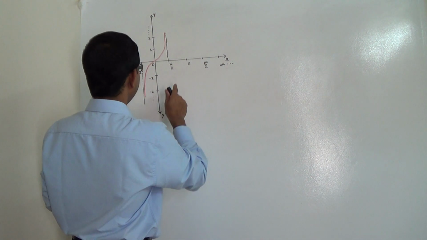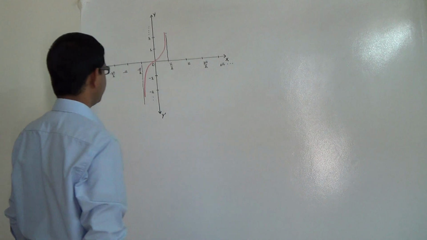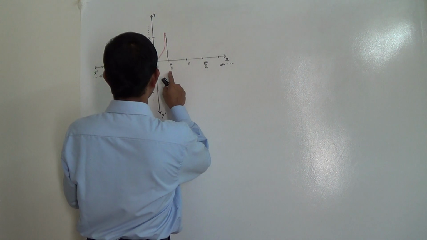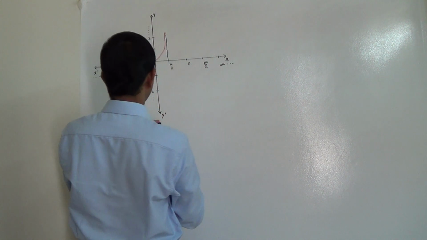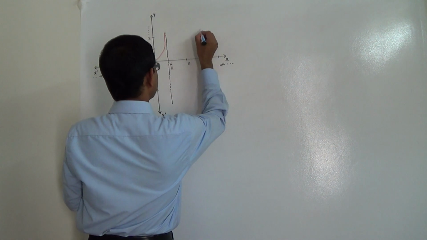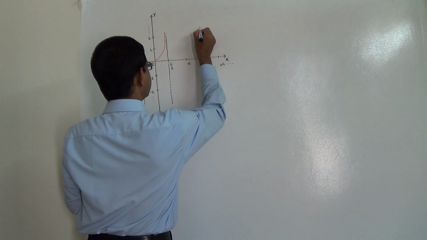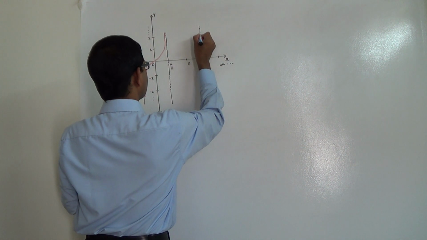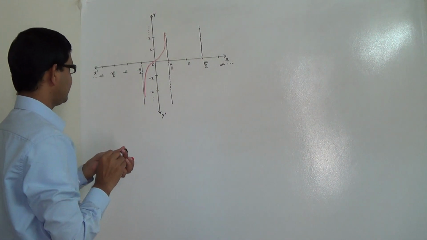Similarly, between pi by 2 to 3 pi by 2, how can we draw? In a similar manner, between pi by 2 to 3 pi by 2, we can draw like this. We can continue the line pi by 2 here. We can continue the line 3 pi by 2 here. Okay, so how does it look like? It looks like this.